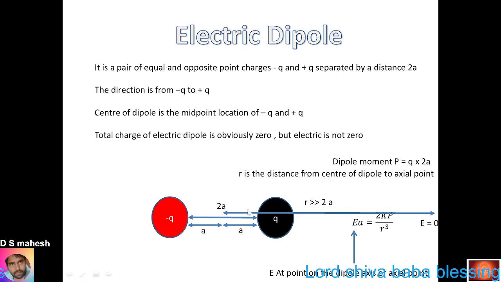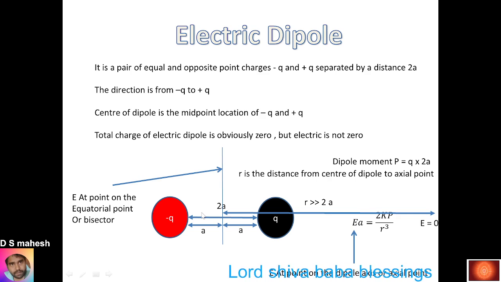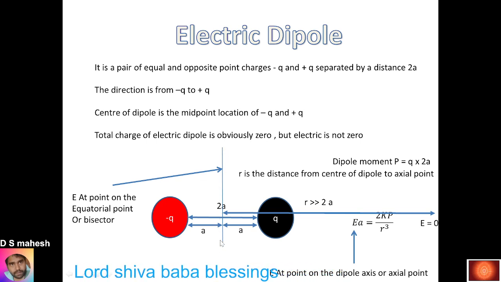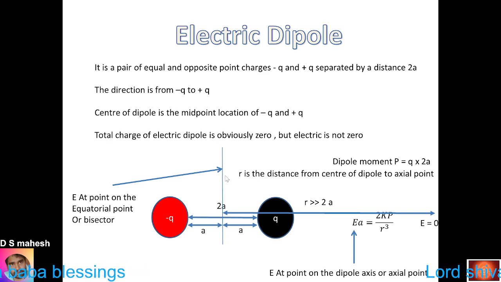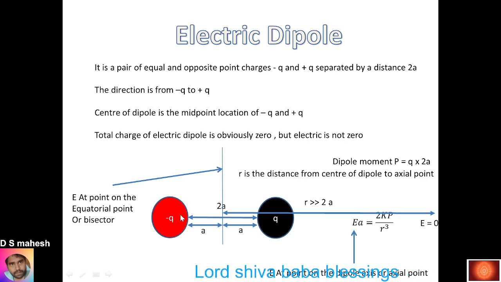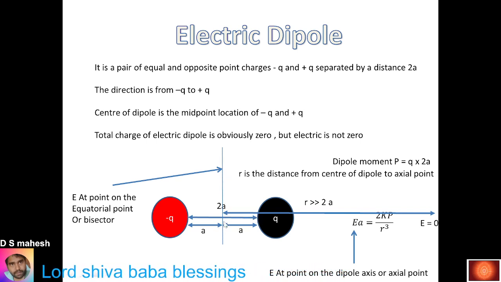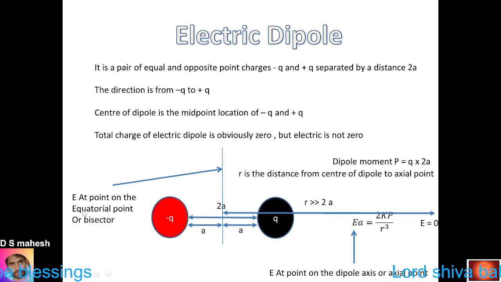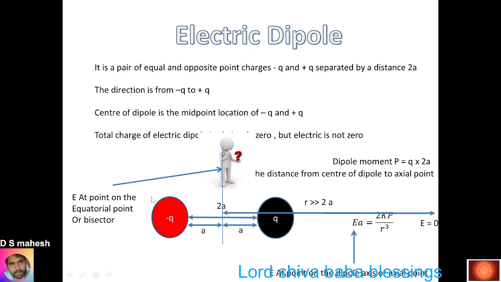Similarly, if you are trying to find the electric field at a point on the equatorial point, or you can also call this the bisector, that is nothing but the center of the line joining the two point charges. So this is the center, as you know. Along this line, if you are trying to find the electric field, this is called the equatorial point or bisector point. So what is the electric field?